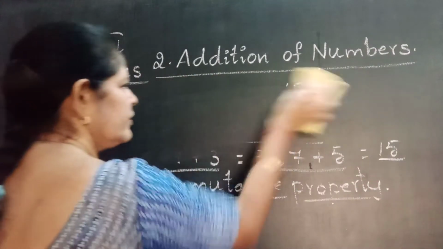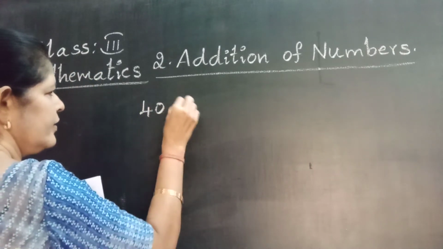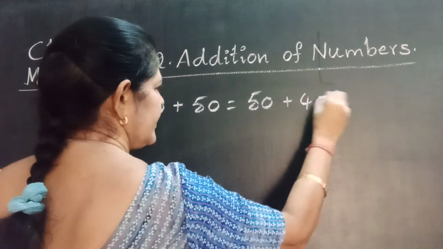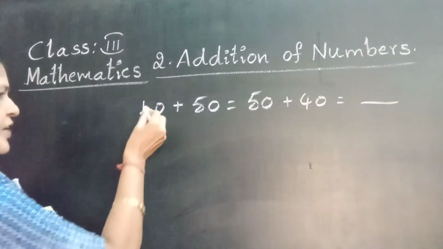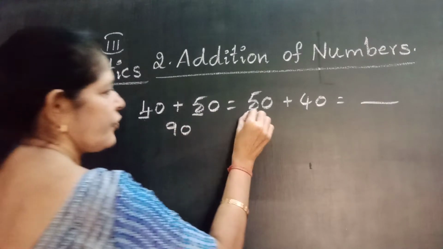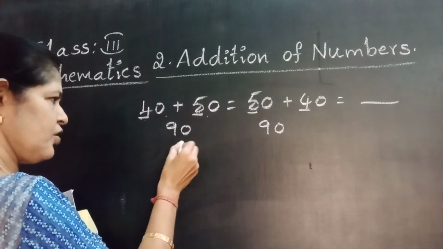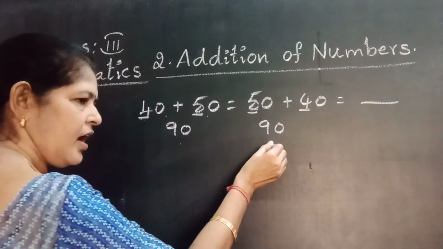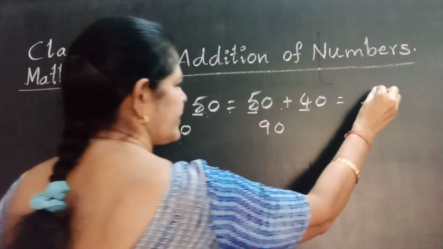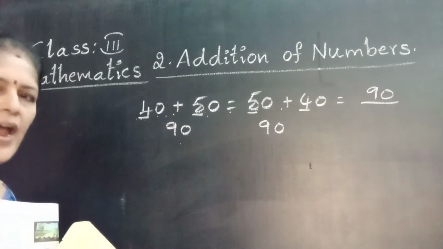Now I am going to take two-digit simple numbers. See. 40 plus 50 equal to 50 plus 40. Then what is the total? Very easy. First add the numbers. 4 plus 5, 9. Put 0. 5 plus 4, 9. Put 0. That means 40 plus 50 equal to 90. 50 plus 40 also 90. That means 40 plus 50 equal to 50 plus 40. The total is the same. This is called commutative property of addition.